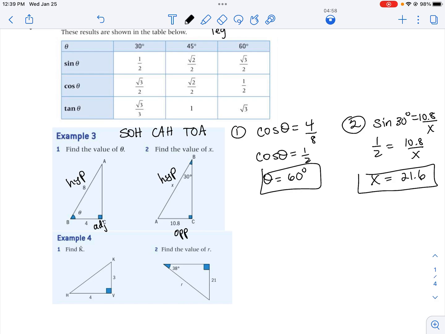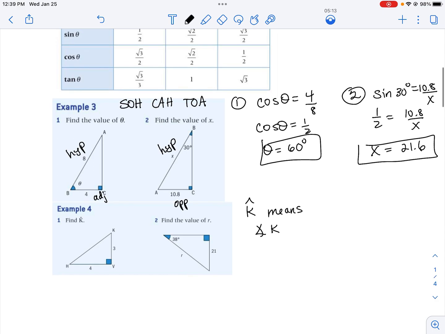So let's look at example 4. Let me just tell you, this K, and it looks like a hat, that's the way that IB makes the angle symbol. So don't be bothered by that. So in example 4, if it says find angle K, well, angle K is up here. Okay, this is angle K. So from K, 4 is the opposite, and 3 would be the adjacent.